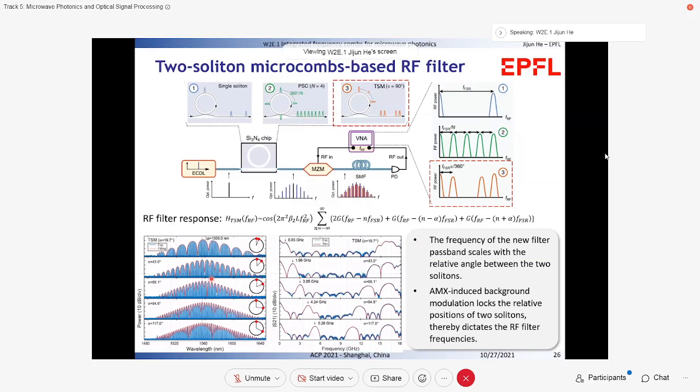This shows the experimentally obtained two-soliton spectrums and their corresponding IF filters. We can see that indeed the frequency of the new passband increases as the soliton relative angle increases. It is worth mentioning that all these two-soliton spectrums are obtained from the same resonance, which simplifies the setup. What happens here is actually linked to the avoided mode crossing, which induces the background modulation that locks the relative position of the two solitons and also determines the IF filter response.